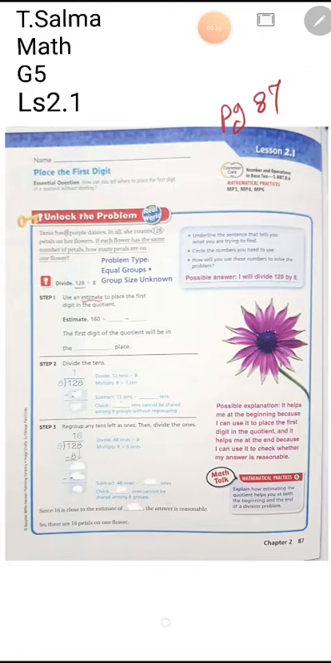First thing, I have to know the place of the first digit of a quotient. What is the quotient right here? The quotient is the answer, or the final answer, for this division. So I want to know the place of the first digit in this quotient. It will be in the hundreds, or in the tens or ones digit.